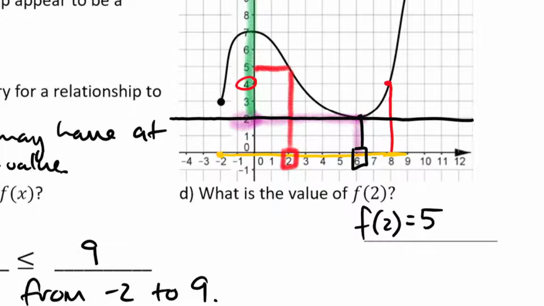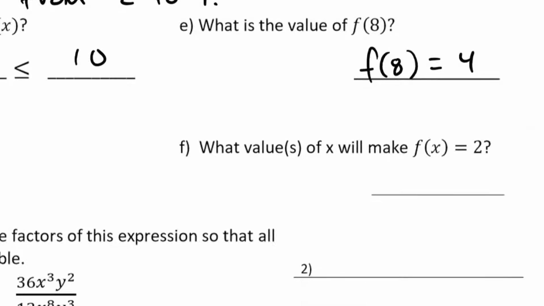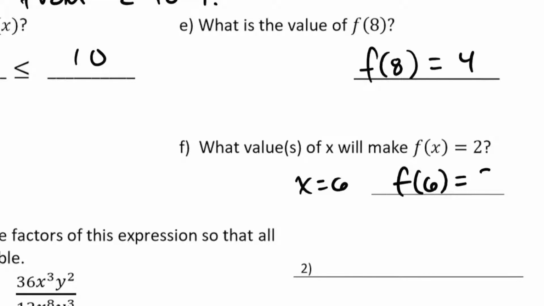It appears that I get an output of 2. So if I give this function 6, right? So when x is 6, f of that x, f of 6, will produce an output of 2. So this was saying I want an output of 2. What do I put into it to get that? So in this case, x.